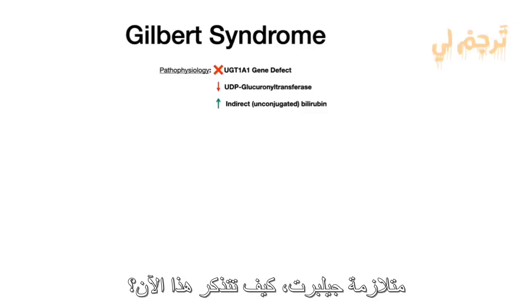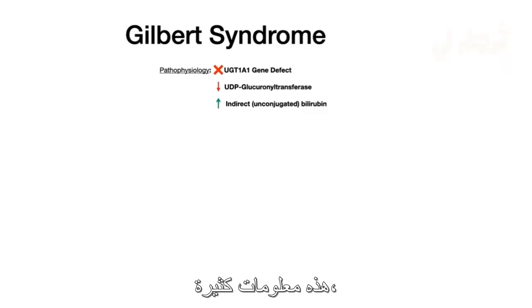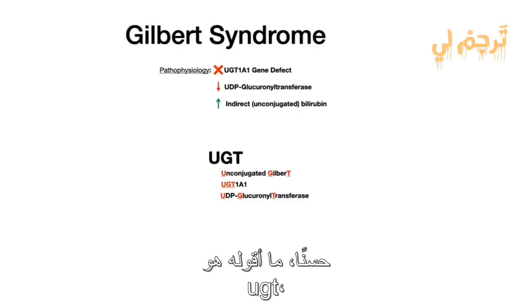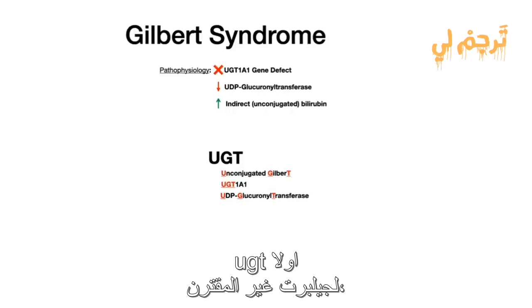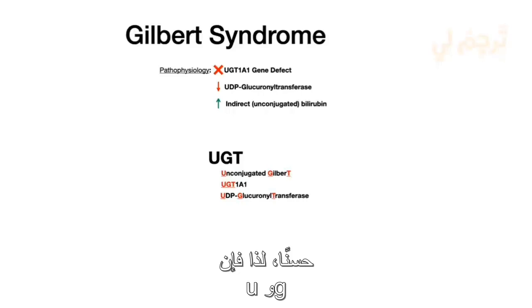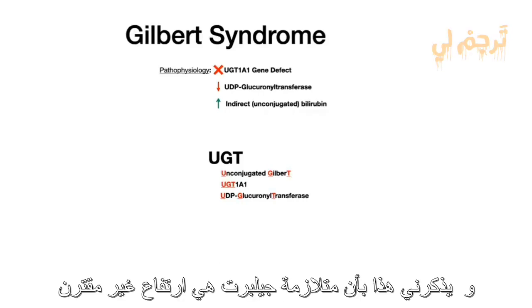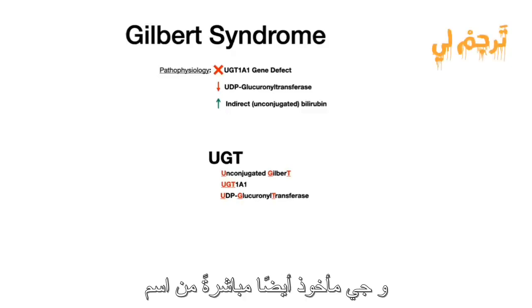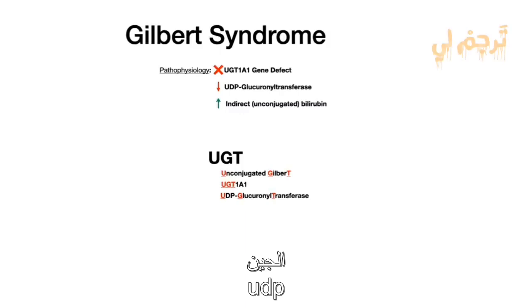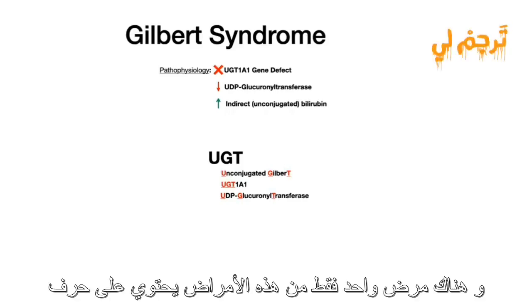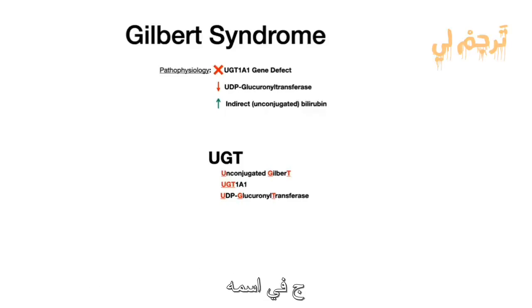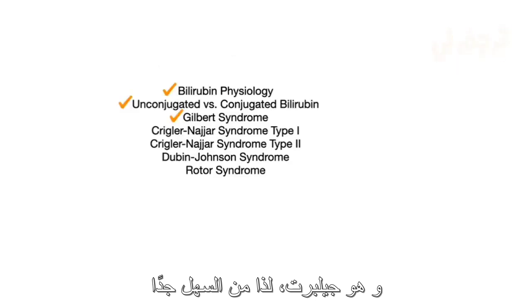Now, how do you remember this, right? That's quite a bit of information. Well, what I say is UGT, which reminds me of a few things. One, UGT for unconjugated Gilbert. Okay, so the U, the G, and the T reminds me that Gilbert syndrome is an unconjugated elevation of bilirubin. UGT also is directly taken from the name of the gene knockout, and UGT reminds me of UDP glucuronyltransferase. So Gilbert is UGT, and there's only one of these diseases with a G in the name, and that's Gilbert. So pretty easy to remember, that's Gilbert syndrome.